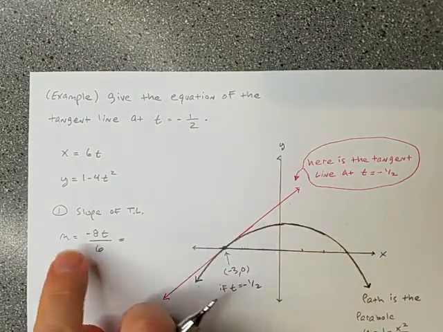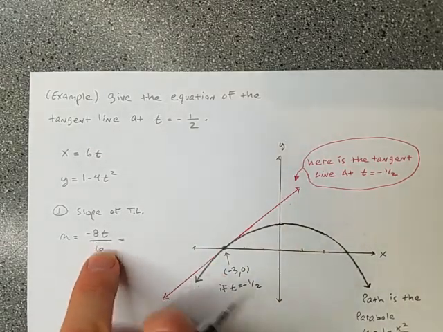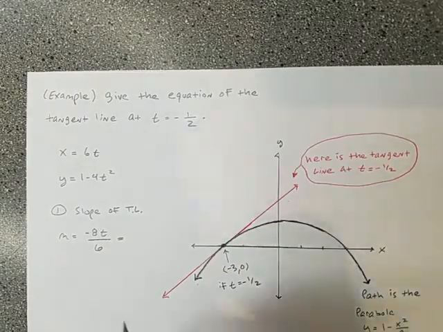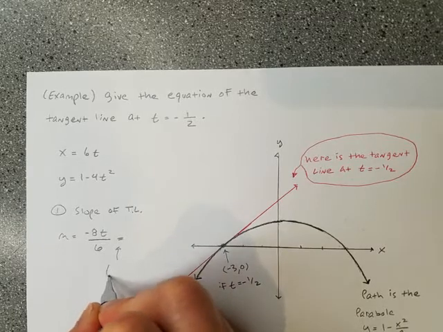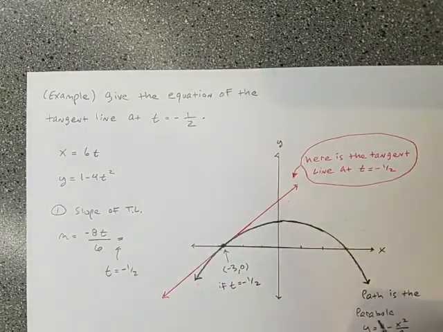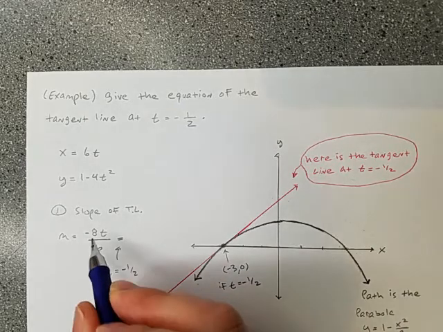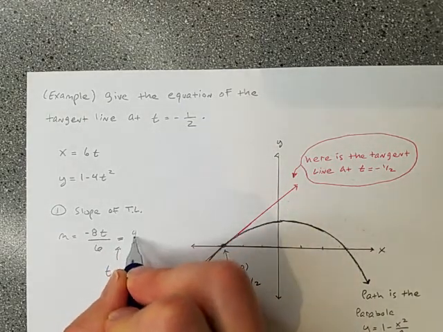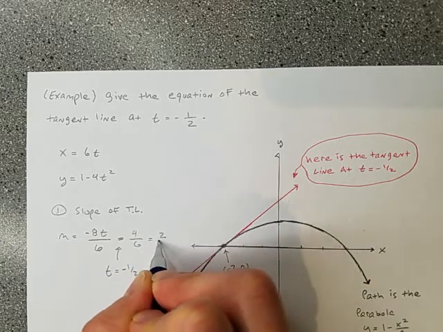And yes, that slope formula is a function of t because it's different at different points. But my point has t to be negative 1/2. All right. So if I evaluate this at negative 1/2, I'll get negative 4 over 6, or sorry, I'll get 4 over 6, but I'll reduce that to 2 over 3.